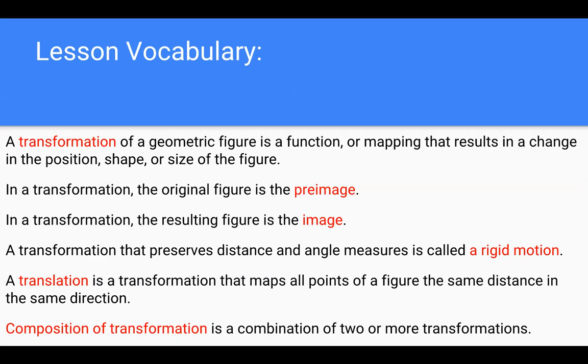The only one that would not be a rigid motion would be a dilation, where you're making something larger or smaller. So a translation is the first one we're going to look at today, and it is a transformation that maps all points of a figure the same distance and also in the same direction. This is kind of like what we call a slide. A composition of transformations is a combination of two or more transformations. So we're going to look at those throughout this chapter when you're combining two or more different transformations.